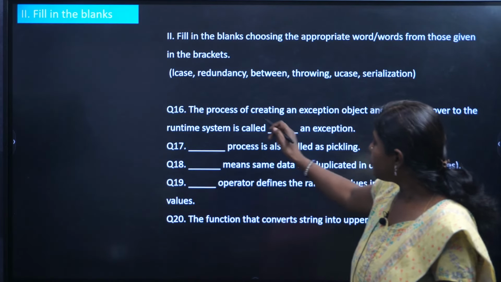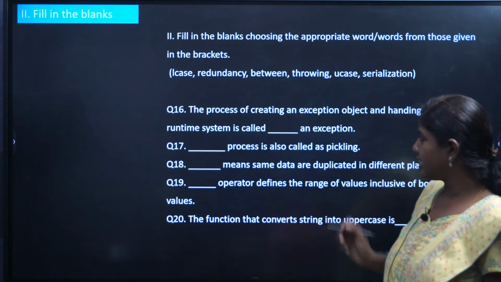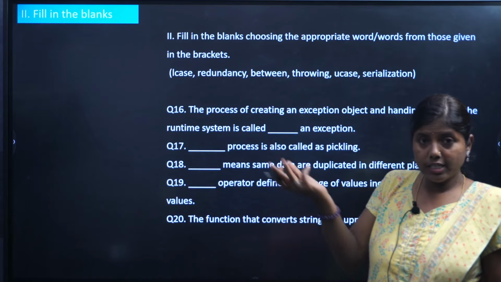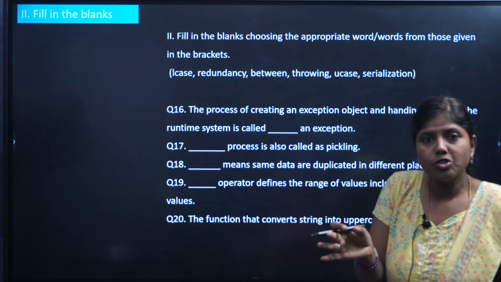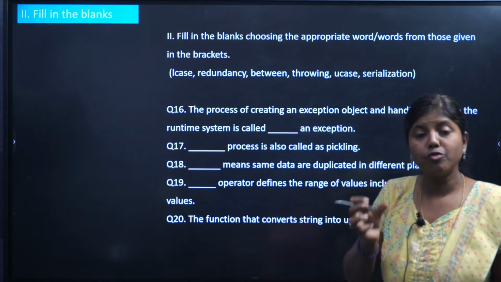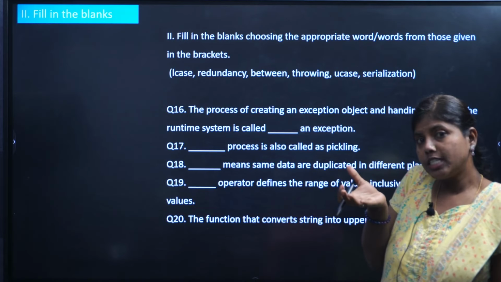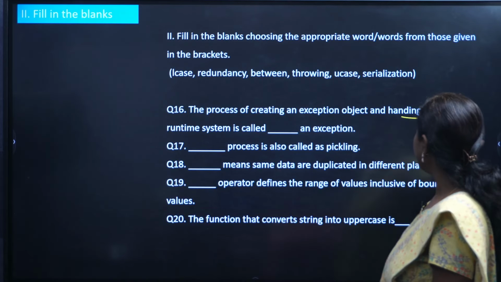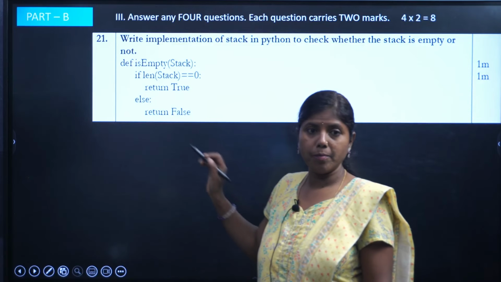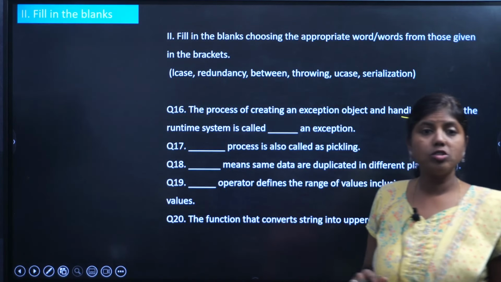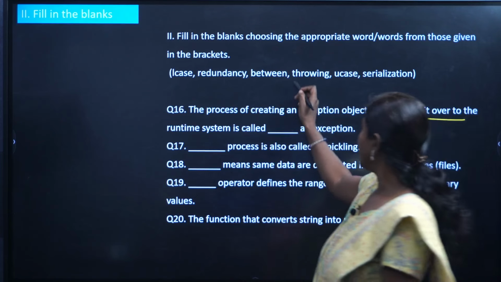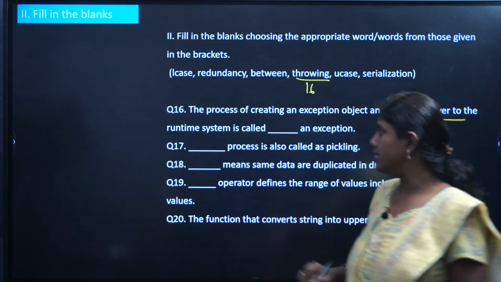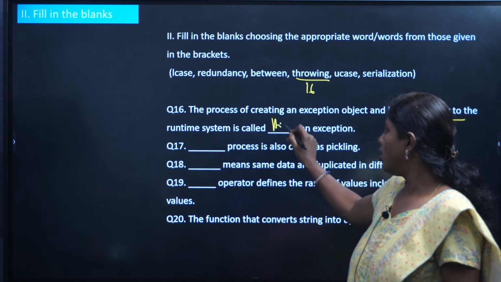The process of creating an exception object. Some error has raised, some exception is raised. What do you do when an exception is raised? The interpreter is going to first create an exception object, and hand it over to the runtime system. Handing it to the runtime system is called throwing an exception. That is the 16th answer.